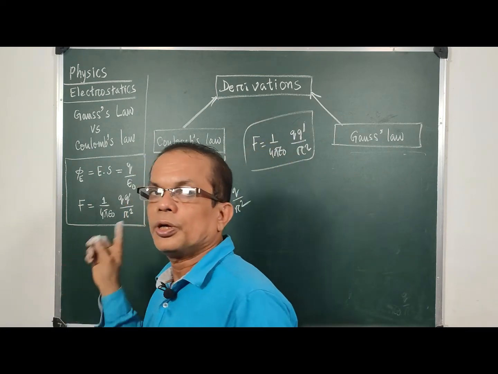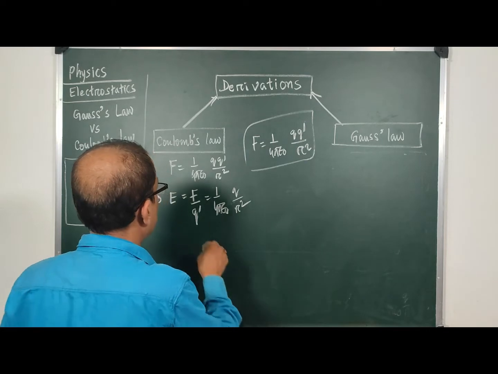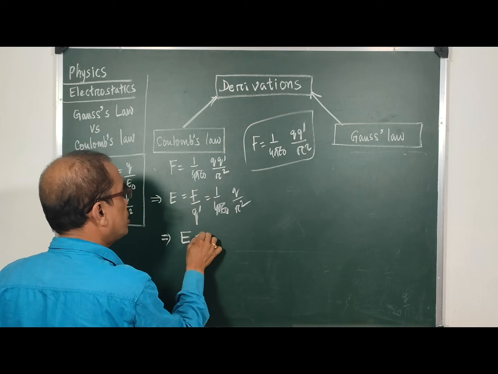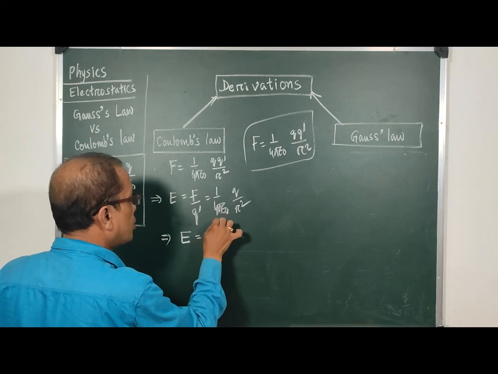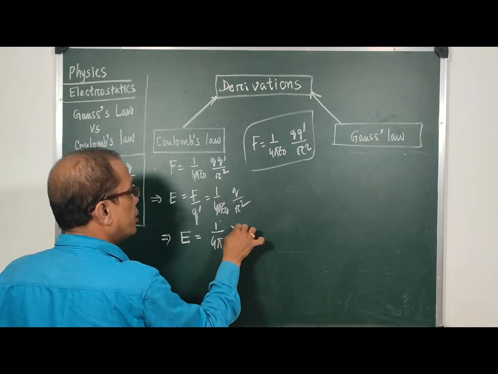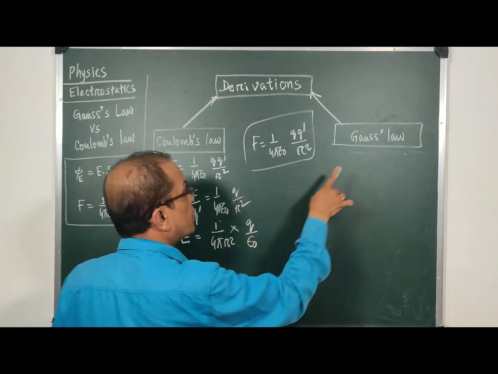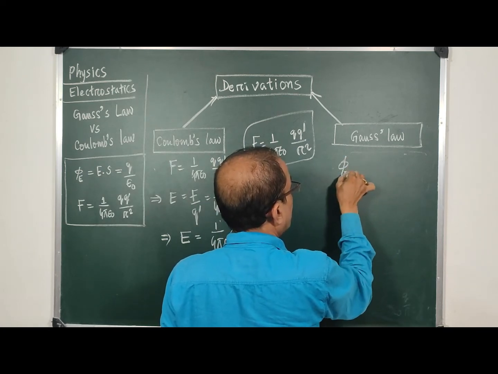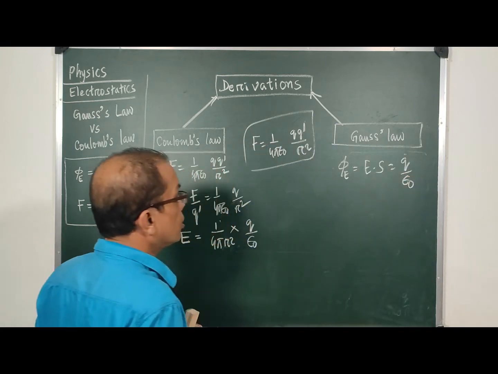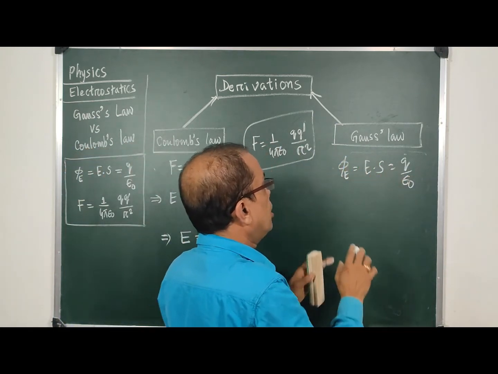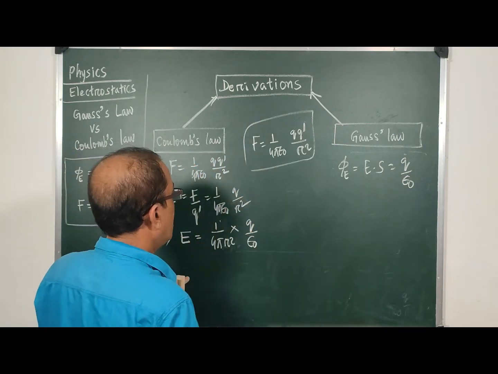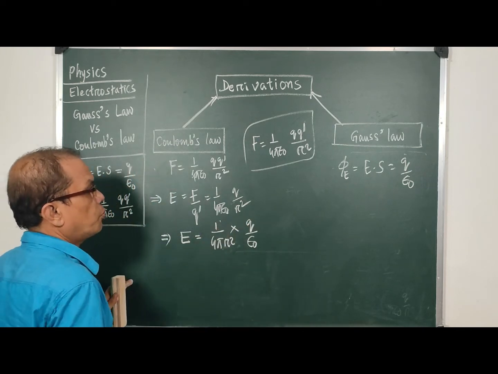So if you keep E this way, E is this much, then what if I reshuffle this in this way? This one is 1 by 4 pi r square into q by epsilon 0. We know that Gauss law is nothing but phi E, which is E into S is equal to q by epsilon 0. So keeping in mind that I have to reach here, I am trying to find q by epsilon 0 from this formula. I am taking q by epsilon 0 away, and what is left is 1 by 4 pi r square.